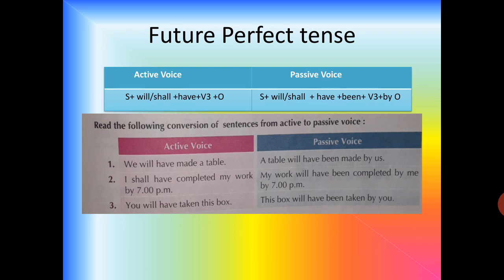So I hope this tense is also clear to you. But always remember, when a sentence is in future continuous tense, that sentence cannot be changed into passive voice. Always remember. And also the perfect continuous tenses, whether it is present perfect continuous tense, past perfect continuous tense, or future perfect continuous tense, they do not have passive voices. They cannot be changed into passive voice.